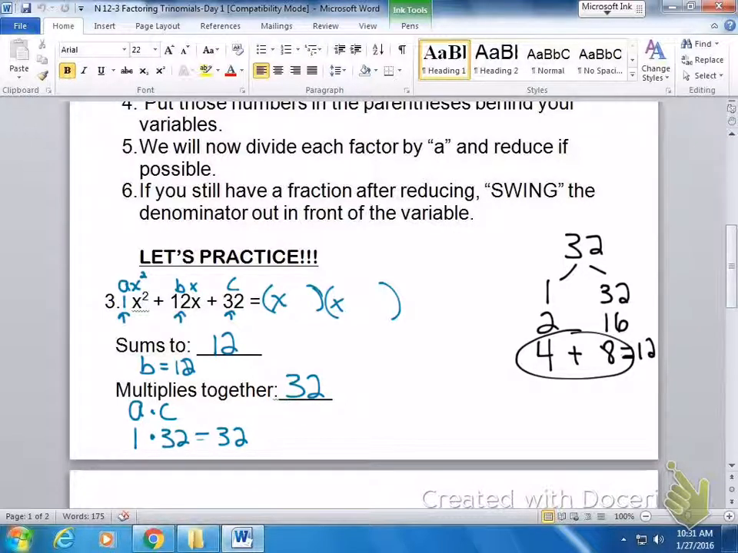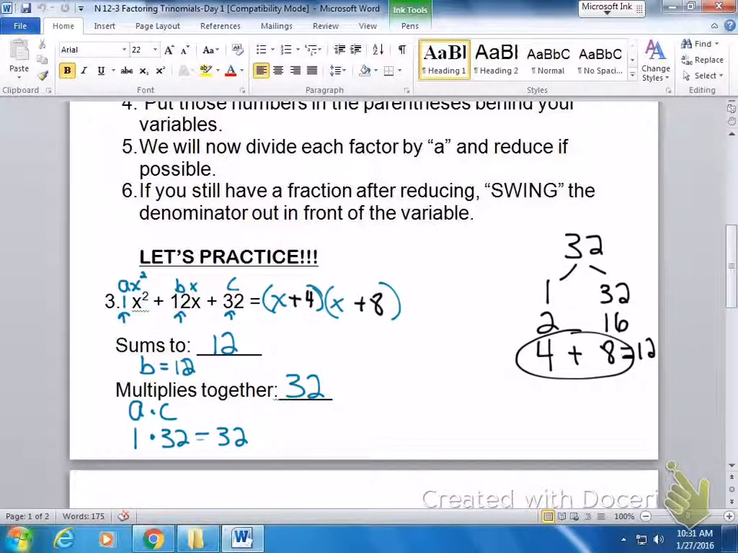Now if I read number 4, it says put those numbers, the 4 and the 8, into the parentheses behind the variables. And you have to take their signs. So I'm not just going to write 4, I'm going to write plus 4. I'm not just going to write 8, I'm going to write plus 8, okay? Now there is still some directions left.